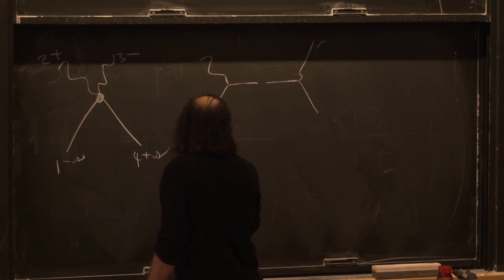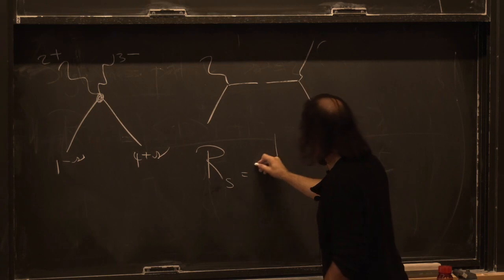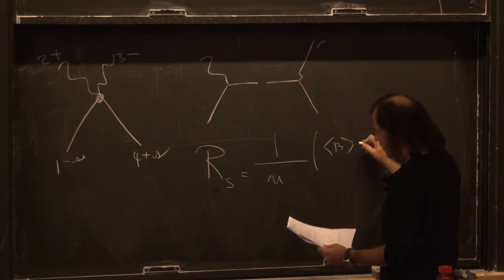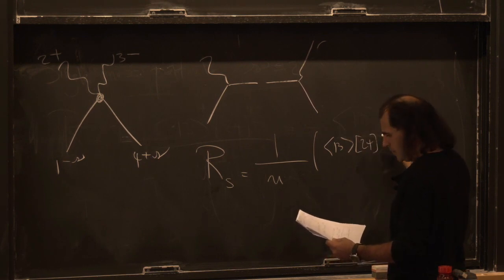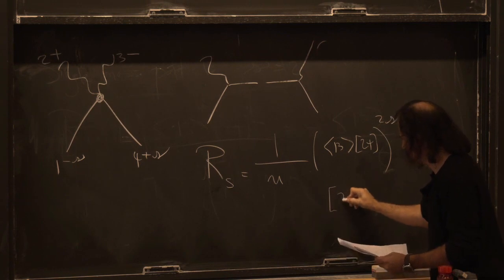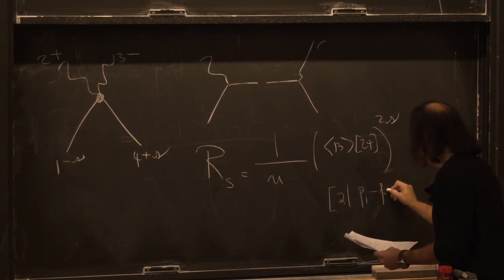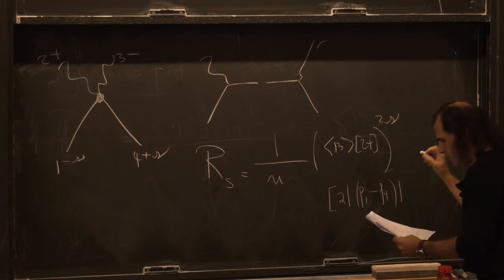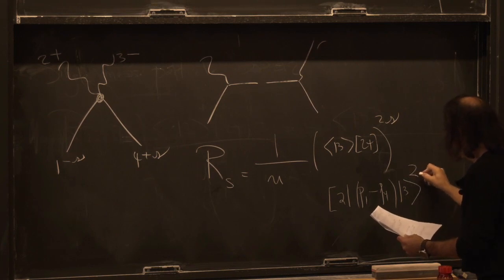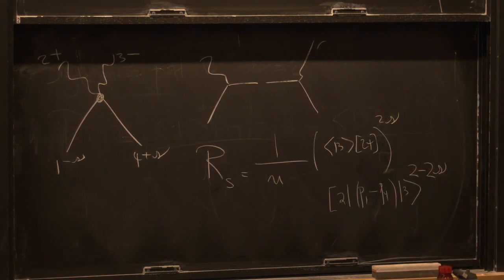By precisely the same kind of calculations, R_S is equal to 1 over U times <1,3>/<2,4> to the 2S. And then there's this interesting factor, of the sort that we saw before in the Yukawa case, but I'm writing this in a more symmetrical way, to the power of 2 minus 2S. Okay, I won't do the algebra in real time, but you've seen it now a few times.